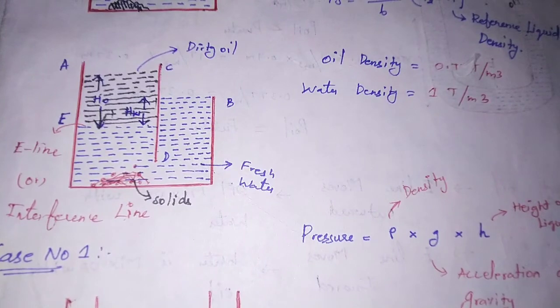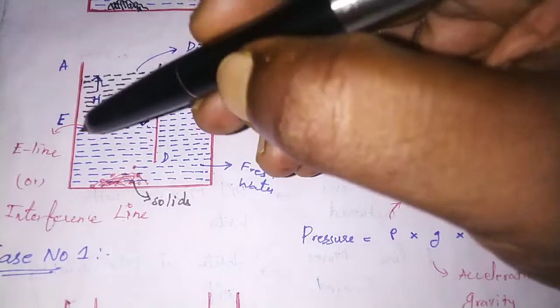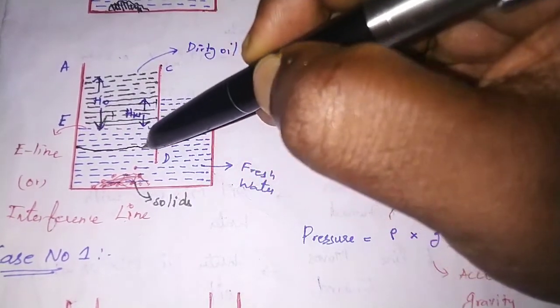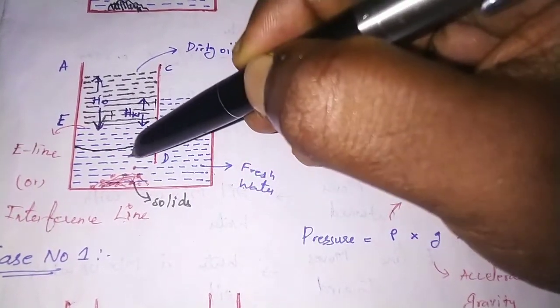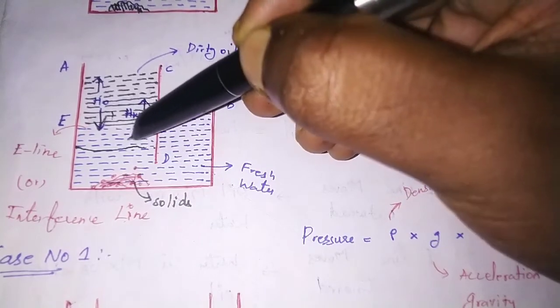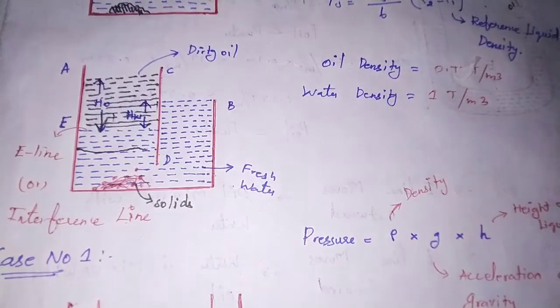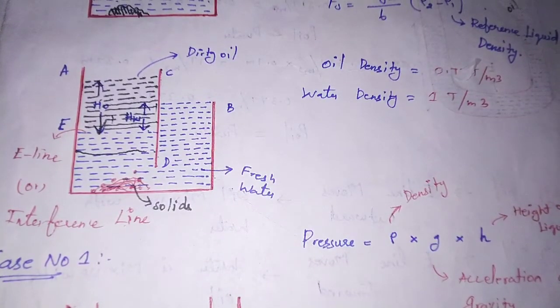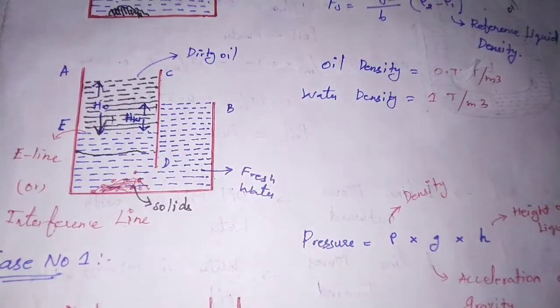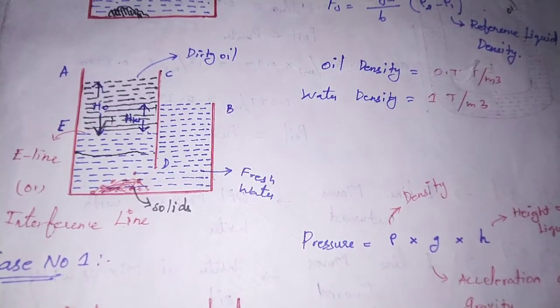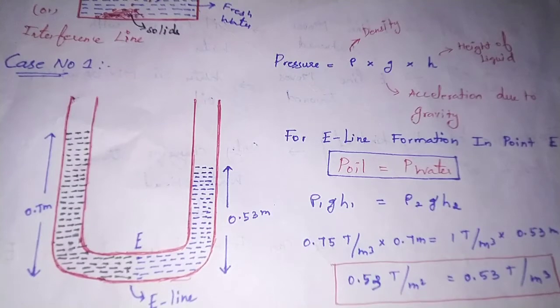Here the E line formation is very important. If the E line is formed near D, the oil will go to the water side. If the E line is formed here, the water will go to the oil side. So let's learn how this E line is formed and how the E line gives better separation. For that we will see three cases.